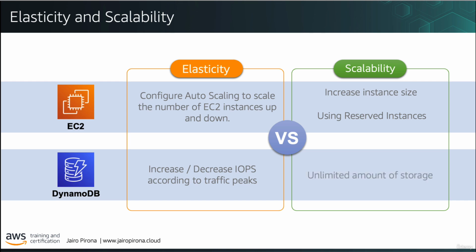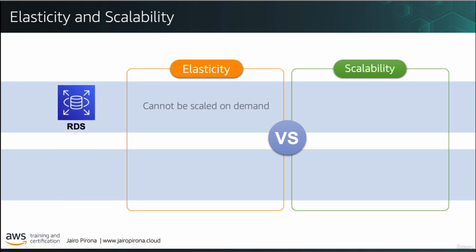For DynamoDB, its elasticity allows us to increase or decrease IOPS based on traffic peaks. From a scalability perspective, DynamoDB has an unlimited amount of storage, so it scales automatically. For RDS, unfortunately, there is no elasticity as such, since RDS cannot scale on demand. However, for scalability reasons, you can increase the instance size or increase the number of instances, which can lead to downtime. For example, an RDS instance in a single availability zone is not available during the scaling operation.